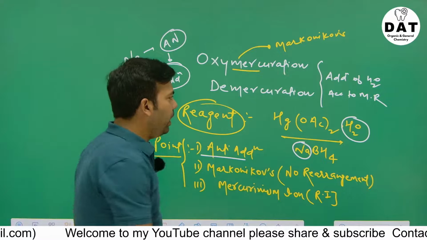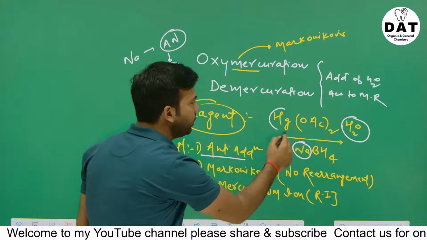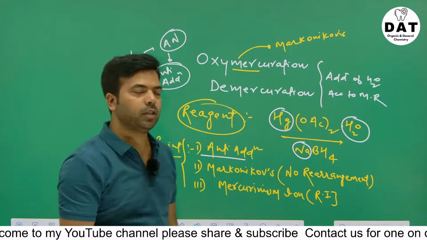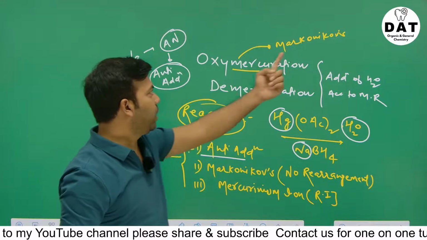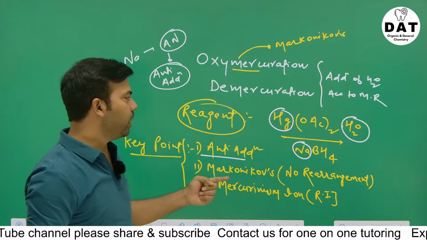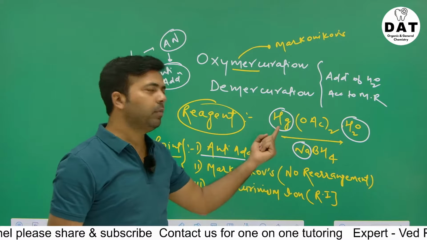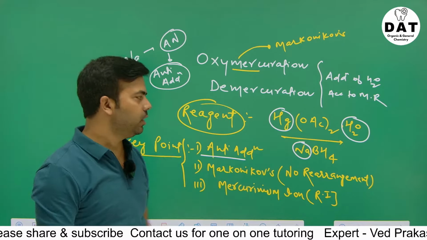And what is the name of this reaction? Look at this, this is a mercury. So that's why we can say mercuration, okay. And mer means Markovnikov, Na sounds like NT. So this is anti-addition, Markovnikov, and mercurinium ion is an intermediate. So you can see mercury, so mercurinium is the intermediate.